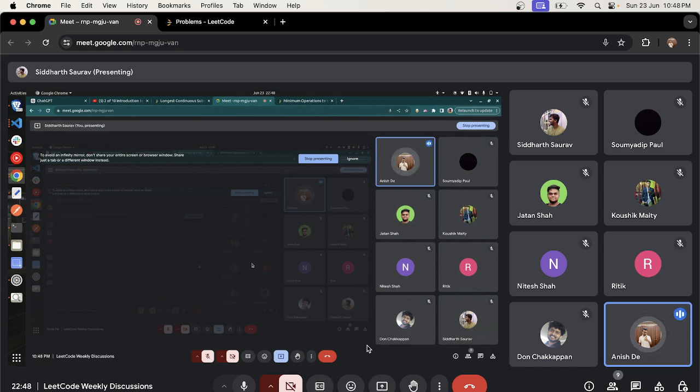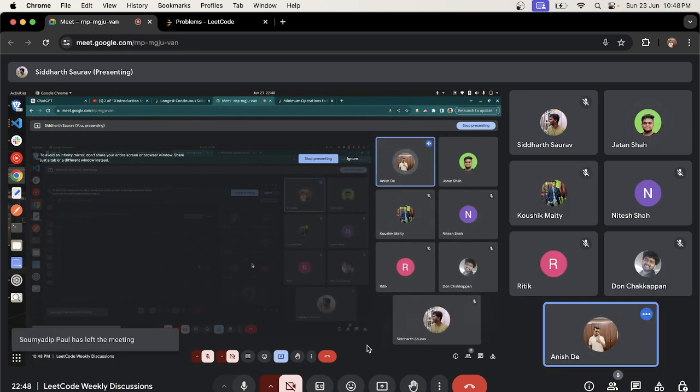Jatan, I think you solved 2, right? Yesterday. You can continue with the second then. Siddharth will continue with the third. Okay.